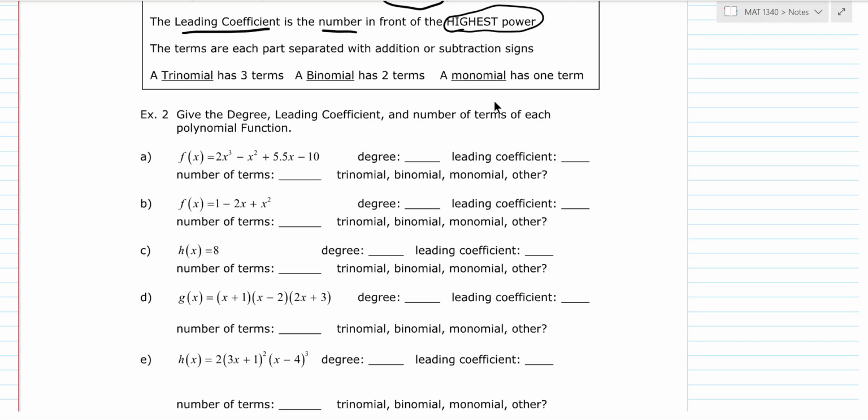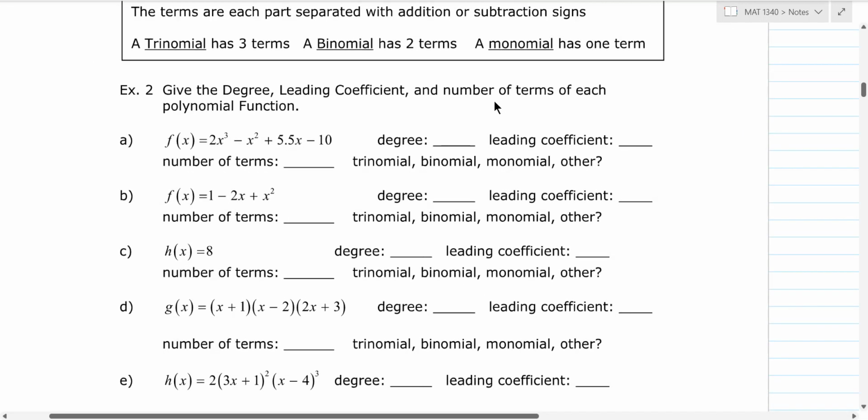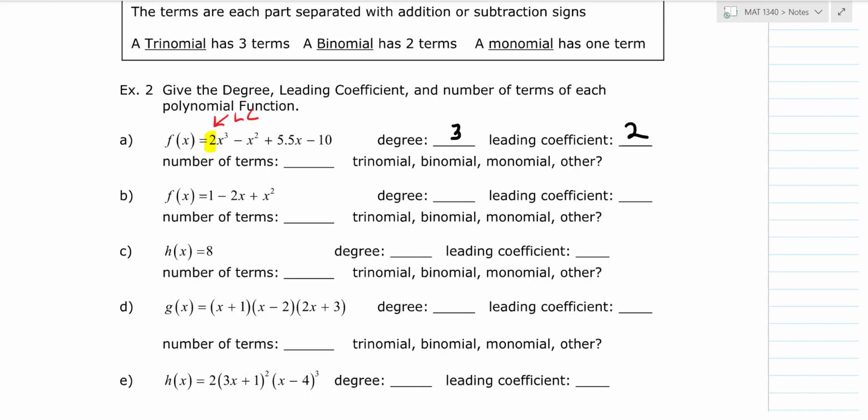All right, so let's start with this A here. Okay, I said the degree is the highest power in the problem. What's the highest power? Okay, so that's a 3rd degree polynomial. The degree is 3. Okay, the leading coefficient is always the number in front of the highest power. I'll just abbreviate that LC, so that leading coefficient is going to be 2. We're learning this because when we learn how to graph polynomials, the degree and leading coefficient tell you most of what you need to know anyway.